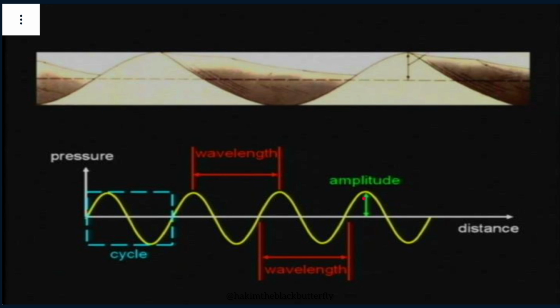And I told you that the amplitude is how much a wave variable gets away from its equilibrium. For example, how pressure varies from 0 to maximum. Pressure varying from 0 to maximum, that is the amplitude. Or density varying from 0 to maximum, that will be the amplitude.